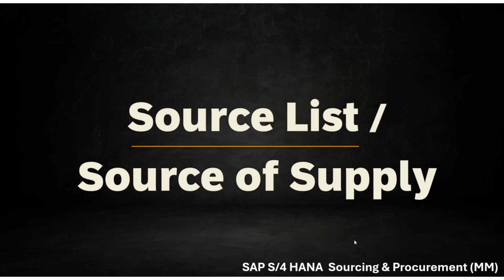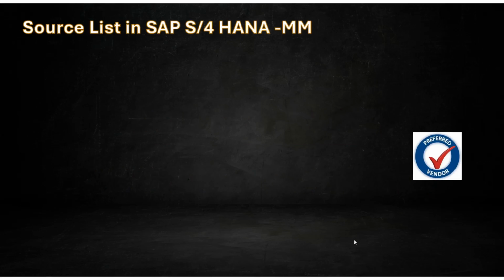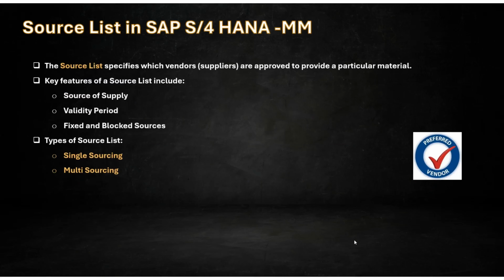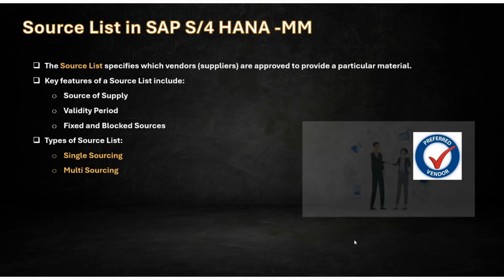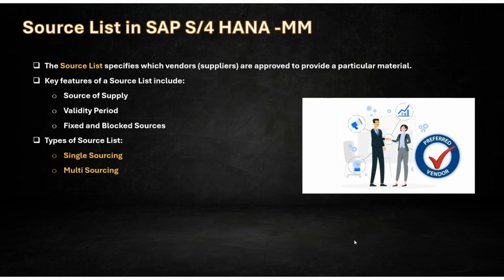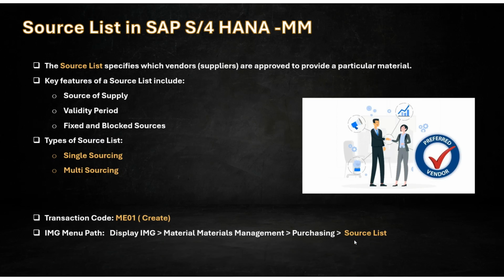Today's session, we are going to dive into an important topic called source list. What is source list? A source list is a master data element in SAP that lists all the approved vendors for a specific material within a plant. It ensures that procurement is carried out only with those vendors that have been pre-approved, helping to streamline and control the purchasing activities.